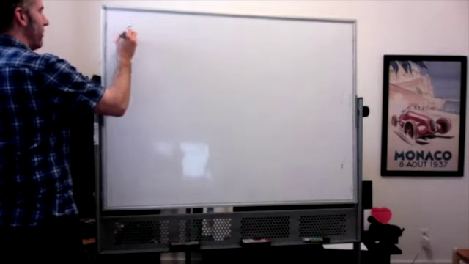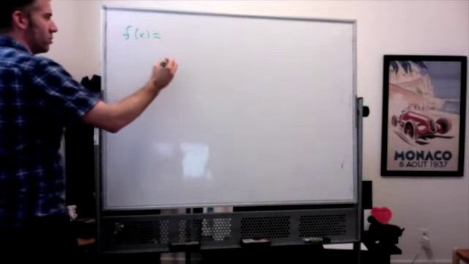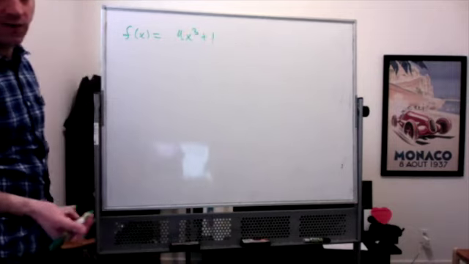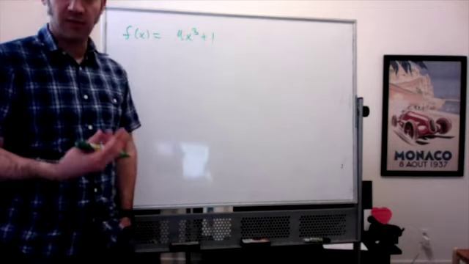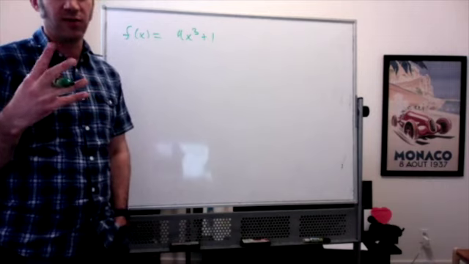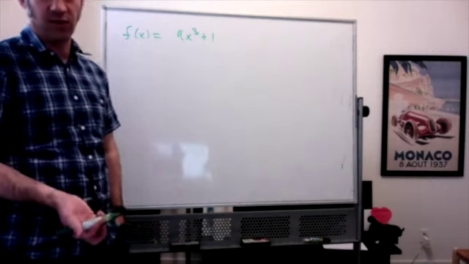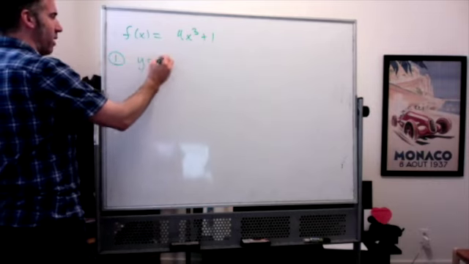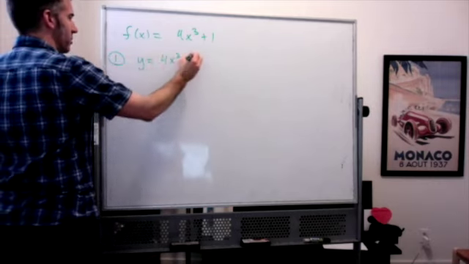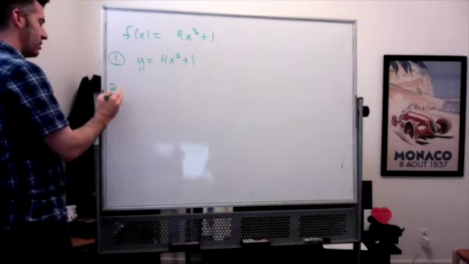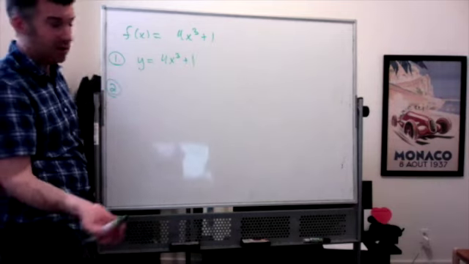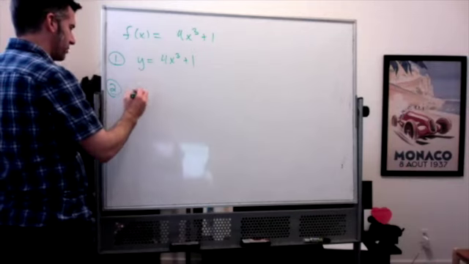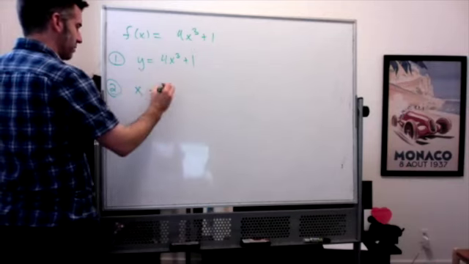Let's say we had f of x equal to 4x cubed plus 1, and I want to find the inverse function. There's a 4-step process, and really only one of the steps is where you have to do any work. The first step is dumb: write it as y equal to 4x cubed plus 1. The second step is also dumb but necessary: you want to interchange x and y. So every y becomes an x, every x becomes a y.